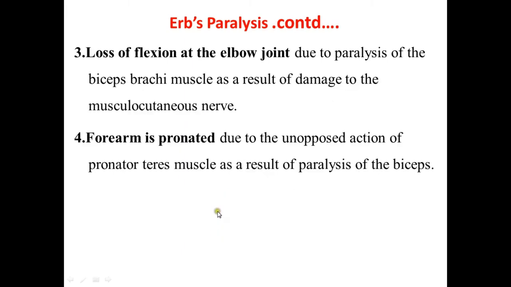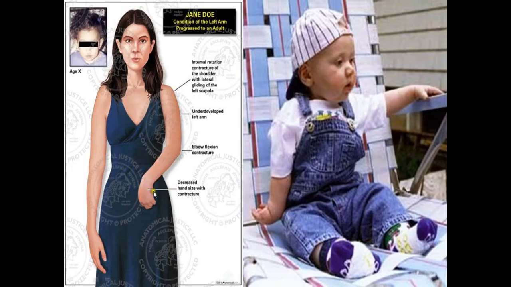Loss of flexion at the elbow joint is due to the paralysis of the biceps brachii muscle, and that results from damage to the musculocutaneous nerve. The forearm is pronated due to the unopposed action of the pronator teres muscle as a result of the paralysis of the biceps. This is another view.